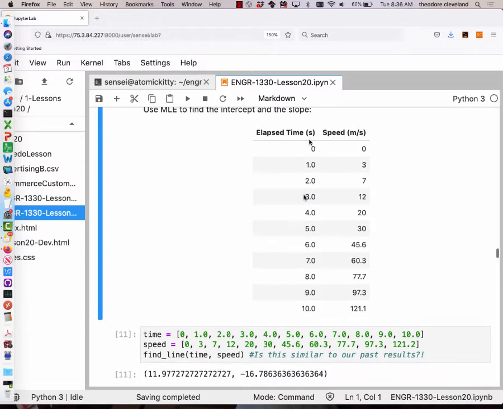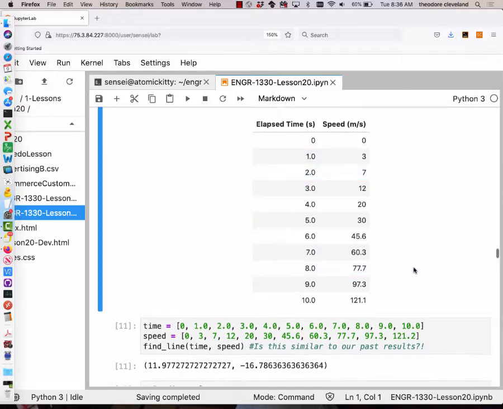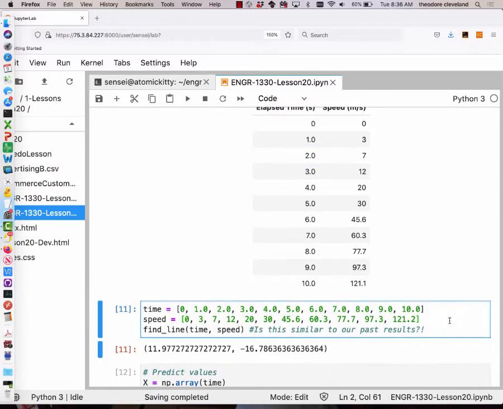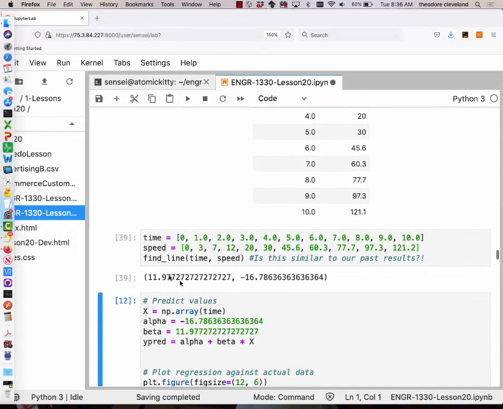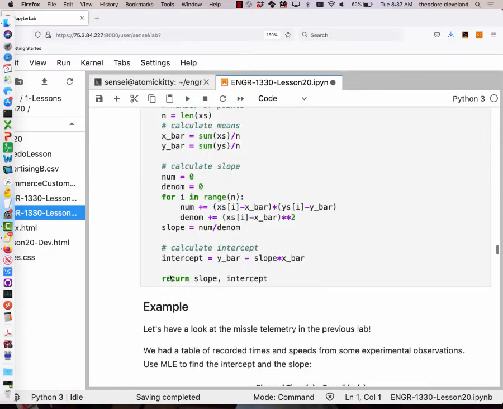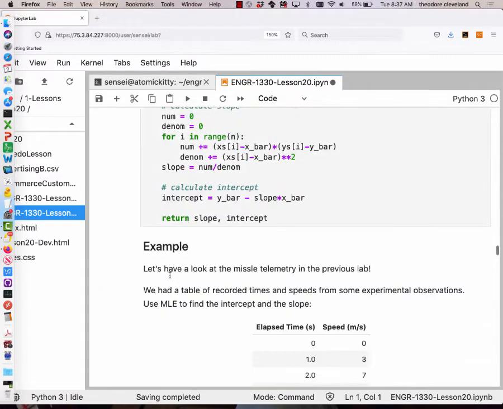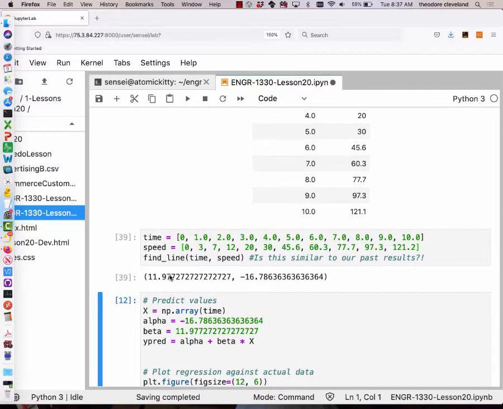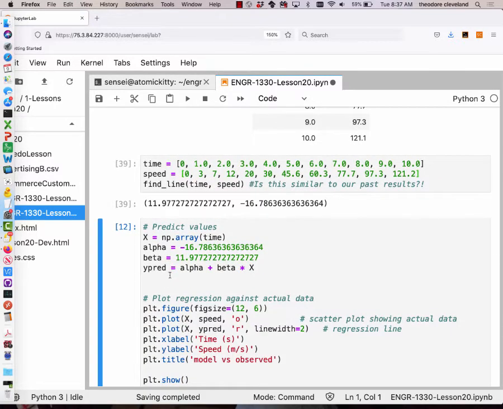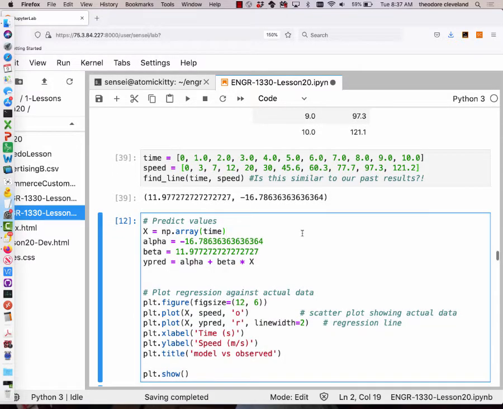So here is our time and speed data again. Obviously we reuse examples a lot because you've seen them before. And so we'll run the find line model, and it tells us, see the order of that, slope and intercept. It says the slope is almost 12 and the intercept is minus 16. We know at time 0 that our missile is not at negative 16. So we will ignore that for the time being.